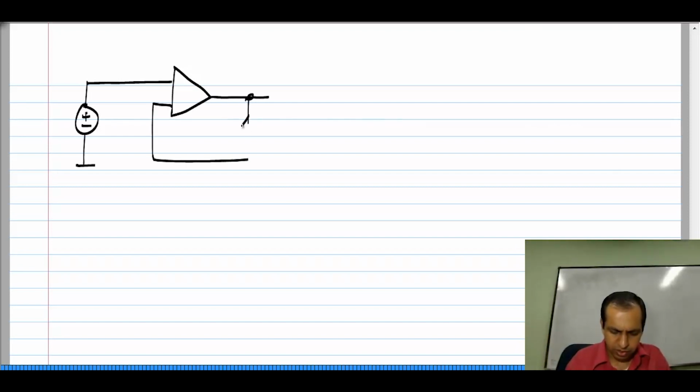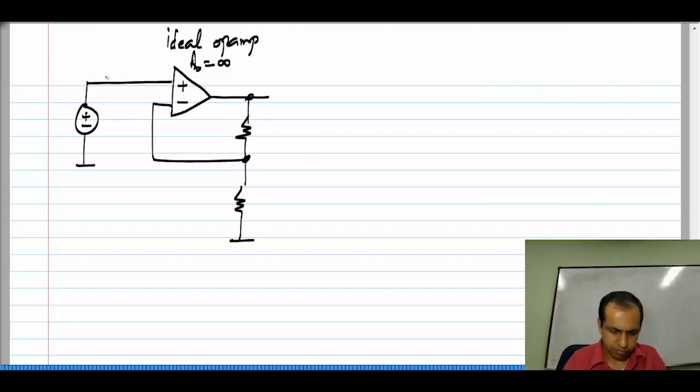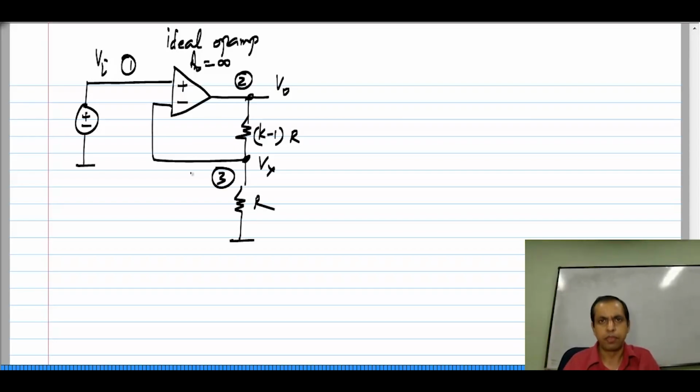So, just for completeness, let me analyze this circuit. We already know the result, but I will systematically put down the nodal analysis equations. Okay. So, now we have an ideal op amp and there are 3 nodes 1, 2 and 3.